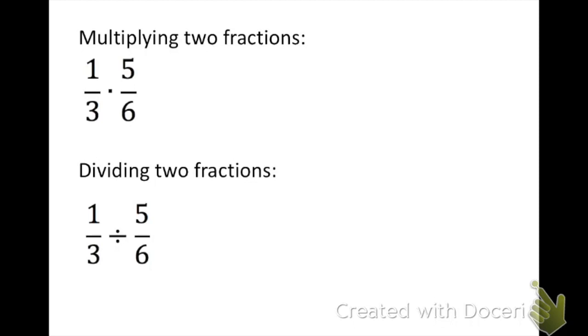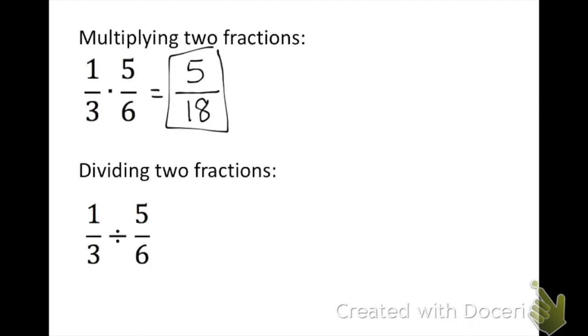Anytime we're multiplying, we just multiply straight across. If possible, we can cross simplify. So if 1 and 6 had a common factor that we could cancel out, we could do that. Or if 3 and 5 had a common factor, we could cancel something out there. But that's not the case in this problem. So we're just going to multiply straight across. 1 times 5 is 5, 3 times 6 is 18, and this can't be simplified any further.